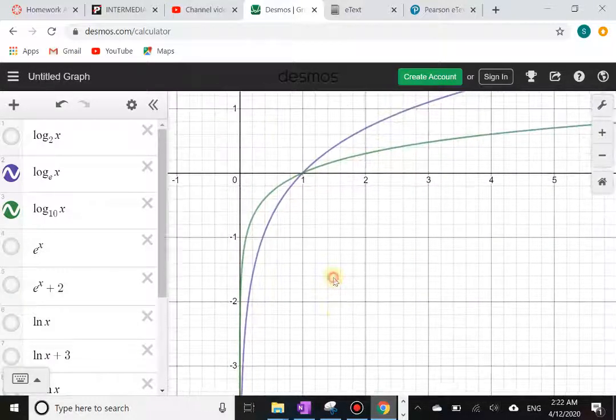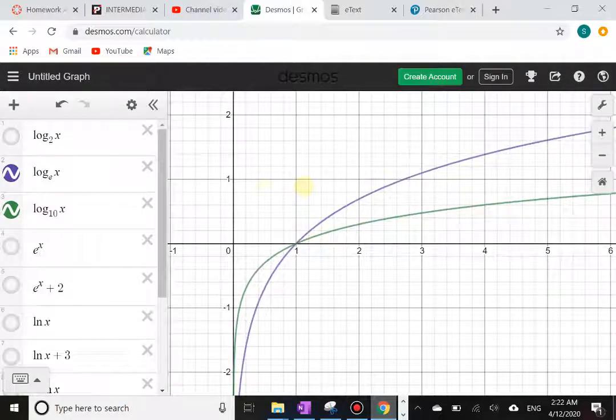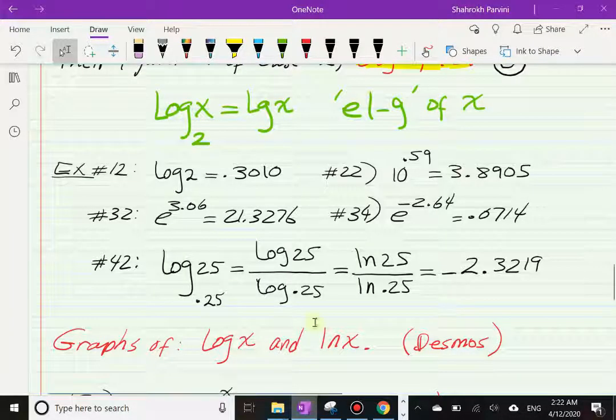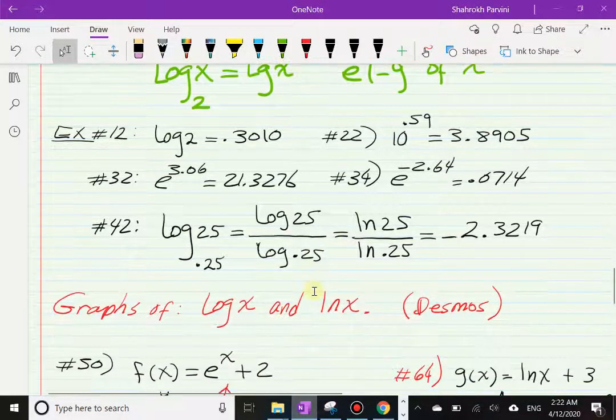Oh, there's actually a 1 here now. The 1 appears on the tick marks. So green is common log. Okay, and let me go back to my notes. So those are the graphs we just saw.